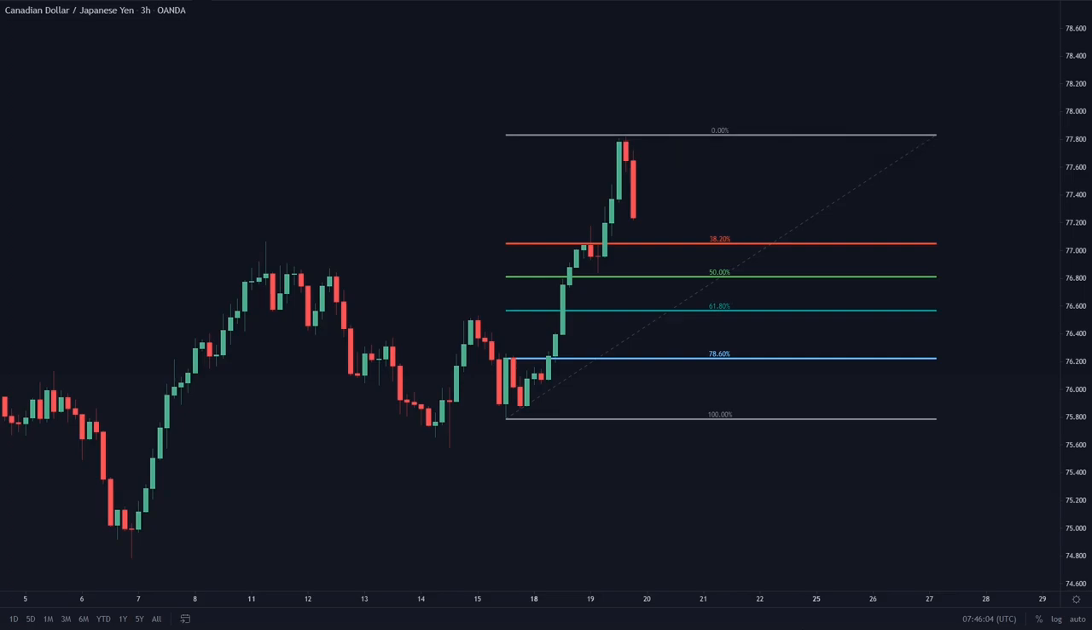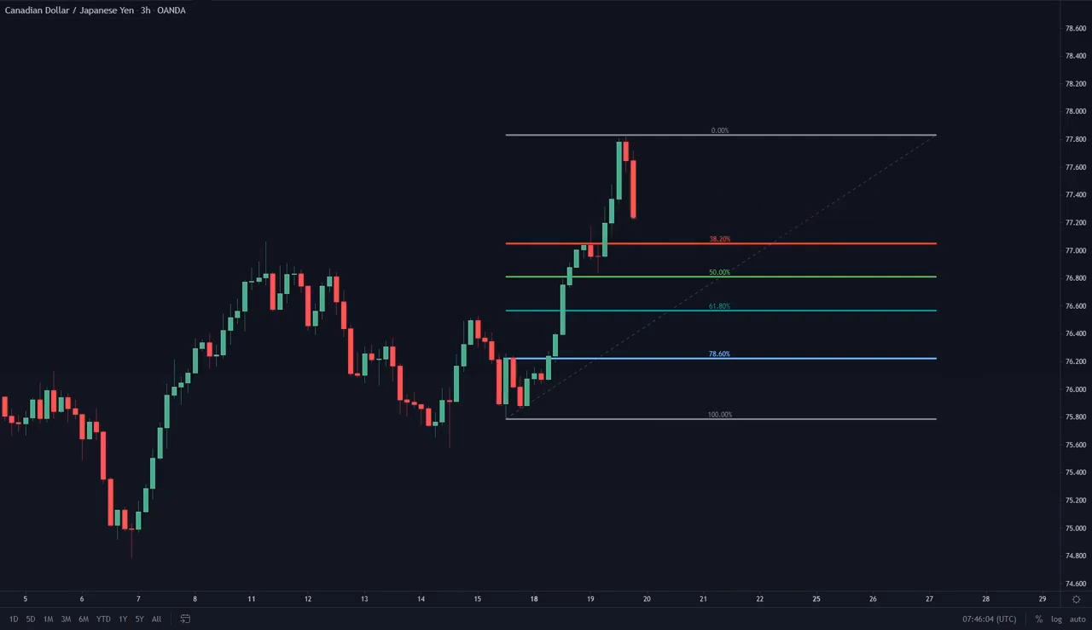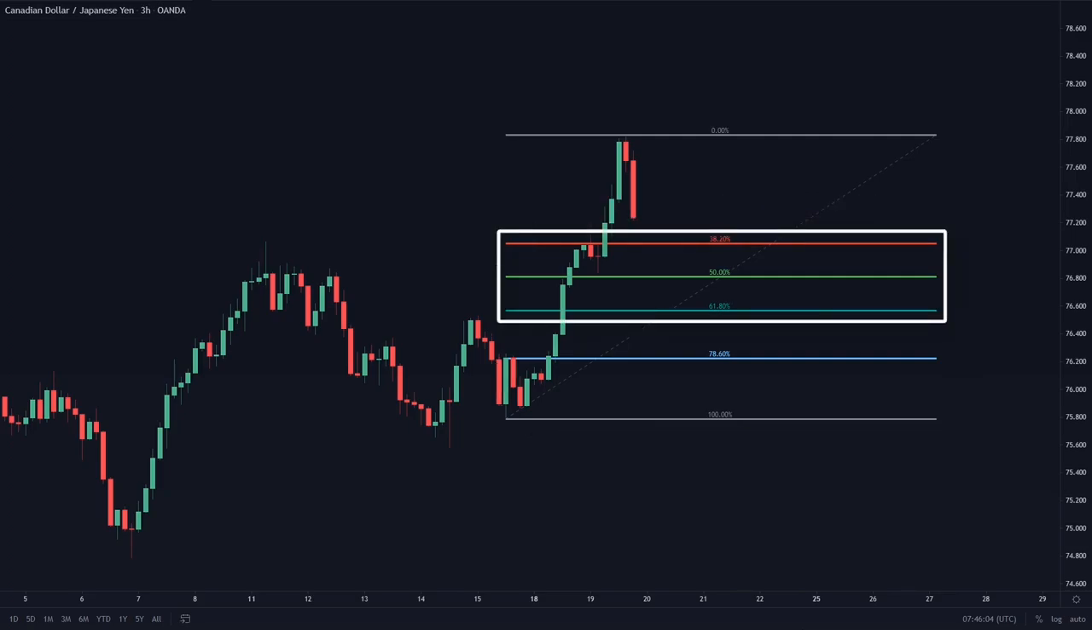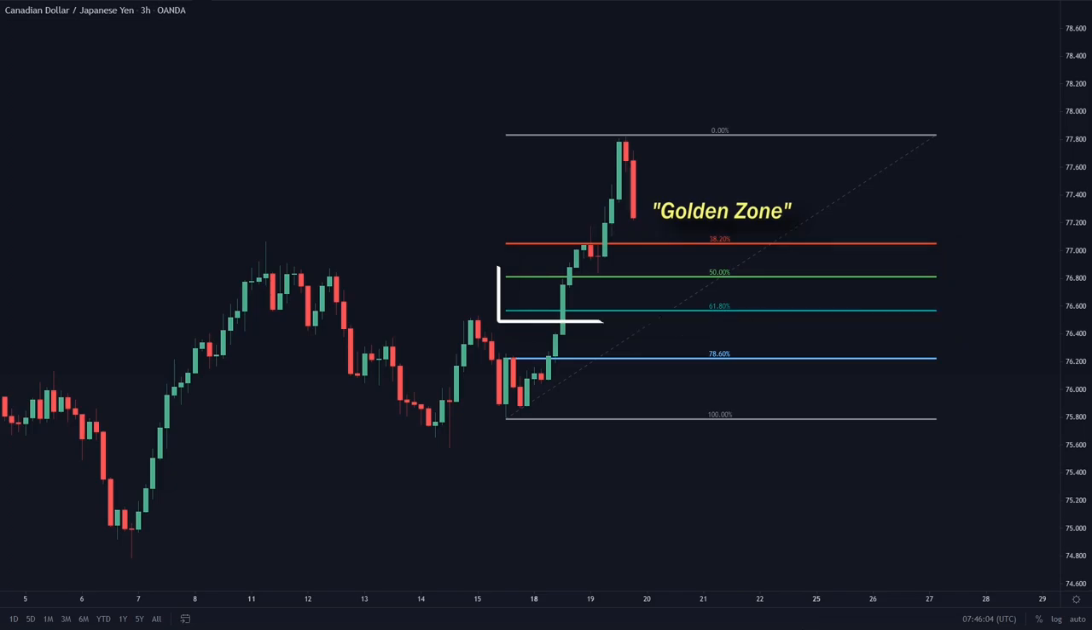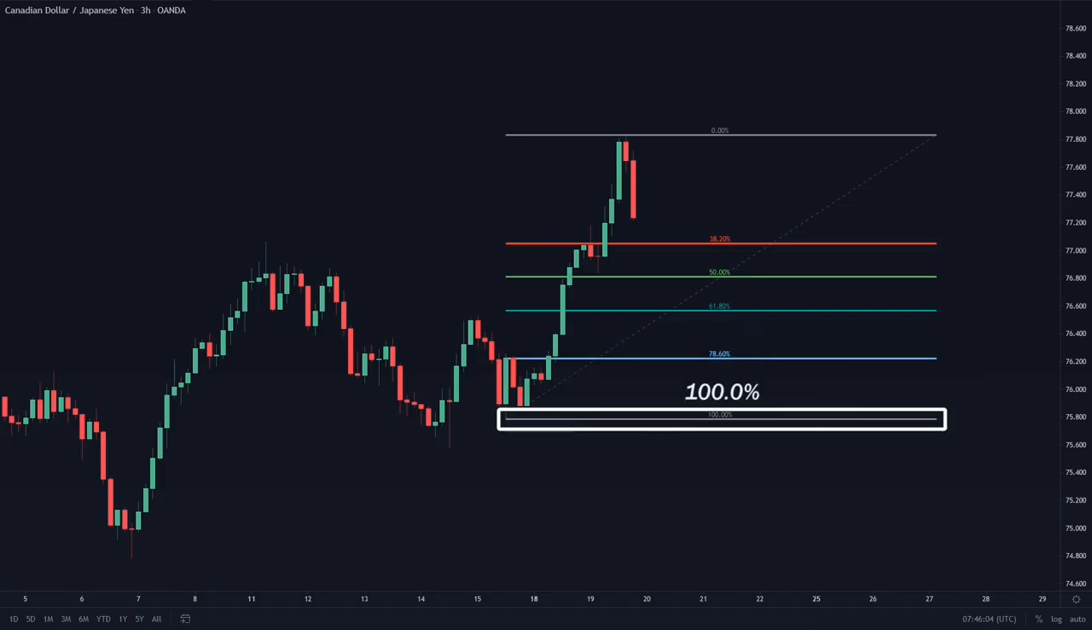And below that 0% level are your Fibonacci retracement levels, which are levels where the price may pull back into. Now, the most common levels where the price may pull back into are these three levels: 38.2%, 50%, and 61.8%. These three levels are called the golden zone. However, that doesn't guarantee that the price will reverse at these levels. It can always break right through and go towards the deeper levels like the 78.6% and the 100%.